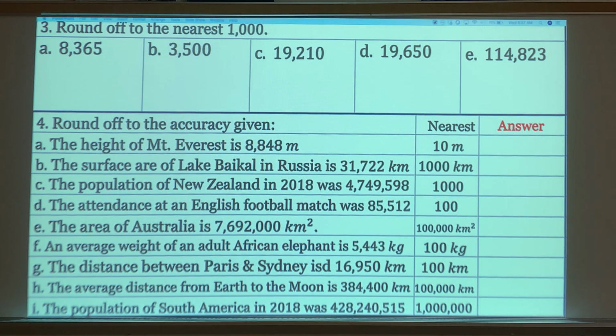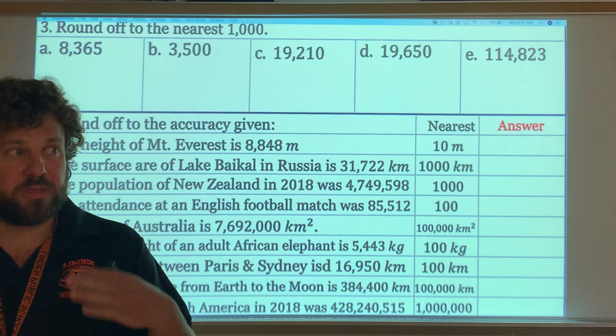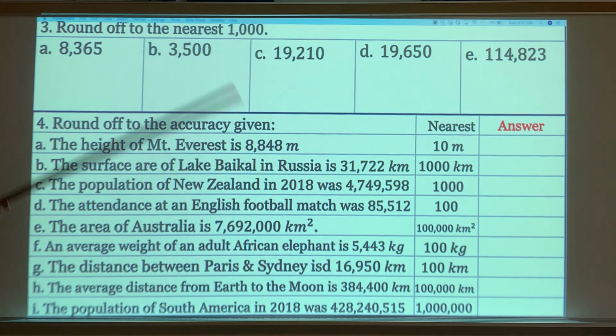All right, now, I want you guys to try problem 3, round to the nearest 1,000, and then you're going to do problem 4. You're going to answer these word problems and round to the nearest unit they're asking, okay? Just because there's words in it doesn't make it more difficult. Got it? All right, let's go.